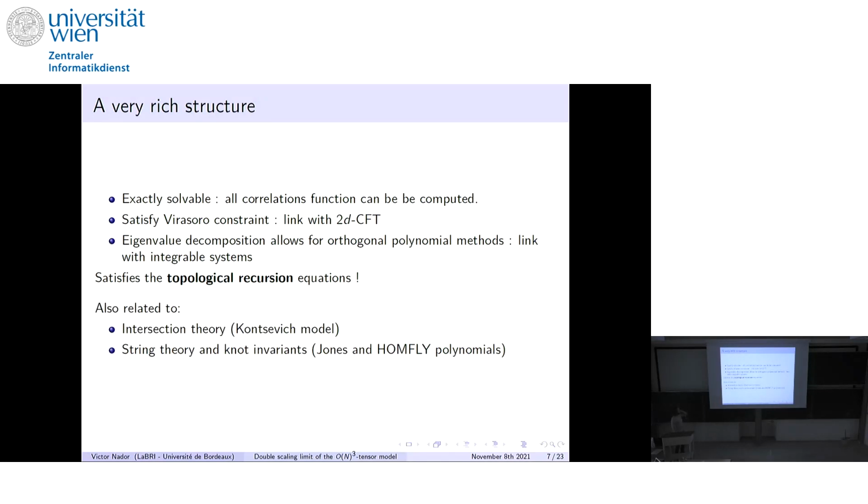Just other things that matrix theory can do. So we can use them in intersection theory to compute intersection numbers. And also I can use it in string theory, as they can describe knot invariants using, for example, Jones or HOMFLY polynomials.